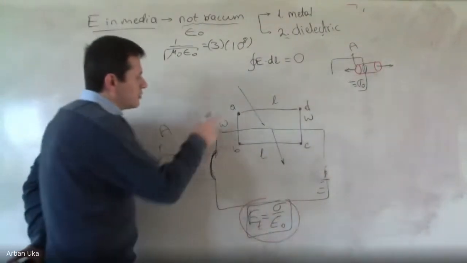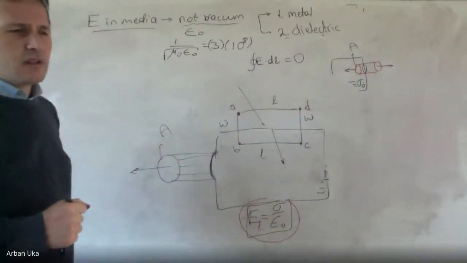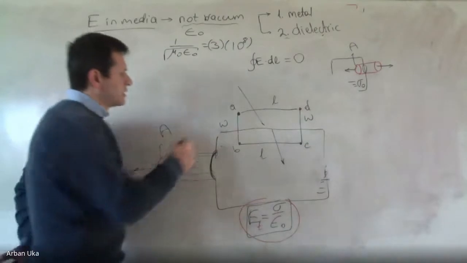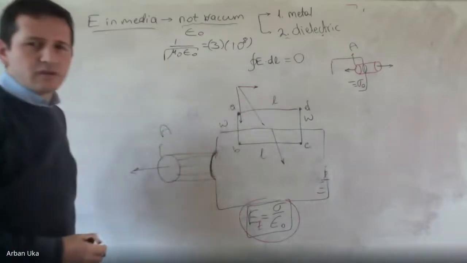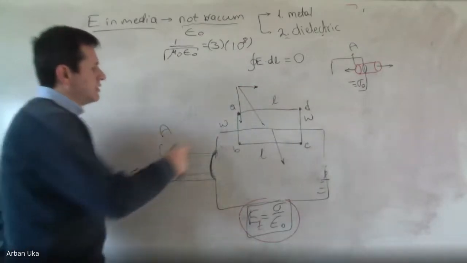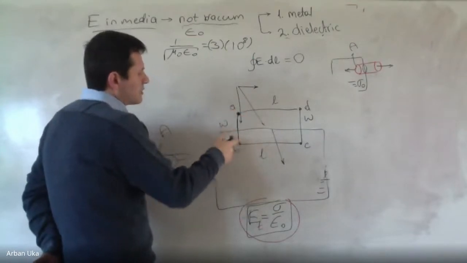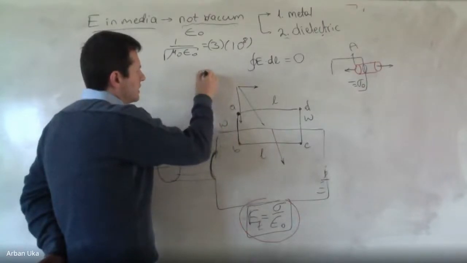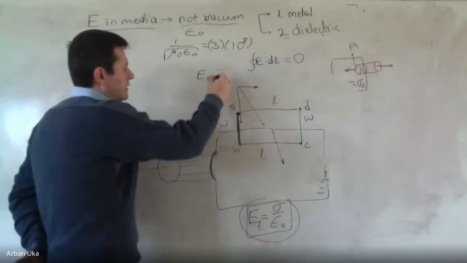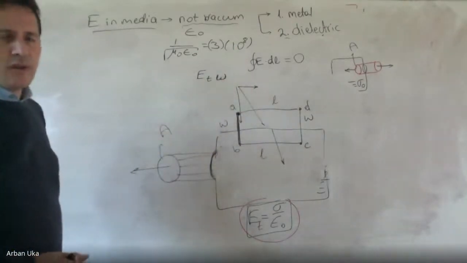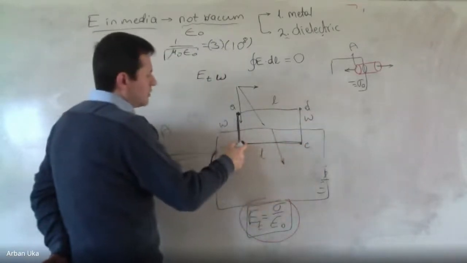If we think of an electric field in the most general sense, assuming that it has a tangent component like this and a normal component like this, this is what we need, okay? And then let's try to find the E dl across this path. The E dl across this path is equal to E tangent times this path, which has a length W. And then when we come along this path, this is E normal.